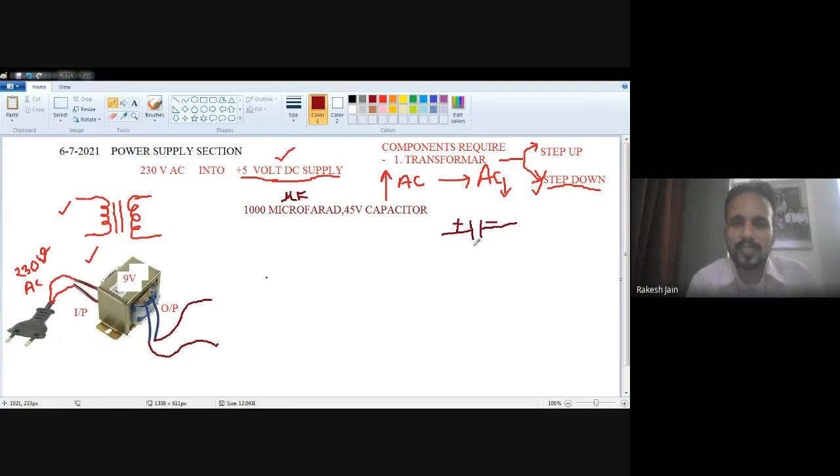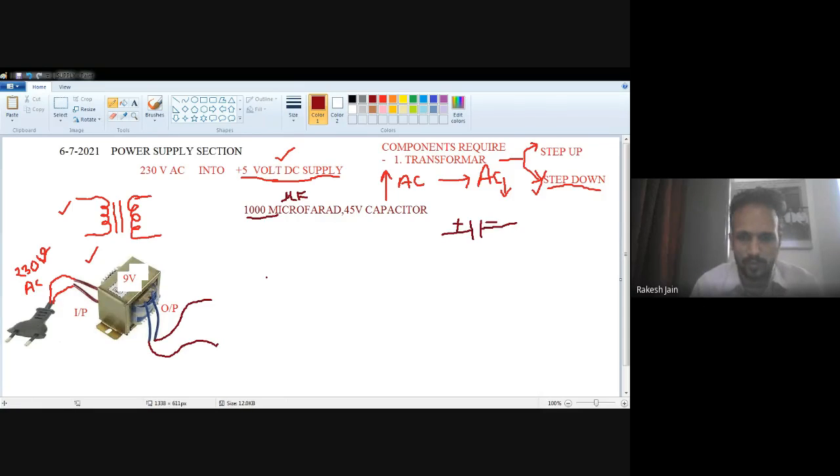And a non-electrolytic capacitor is one where plus and minus are not mentioned on the capacitor. So you can connect it like this or like this, no problem. But the electrolytic capacitor should be connected such that where we have to connect plus, we connect plus there, and where I have to connect minus, I connect minus there. So here we should use a 1000 microfarad 45 volt capacitor.